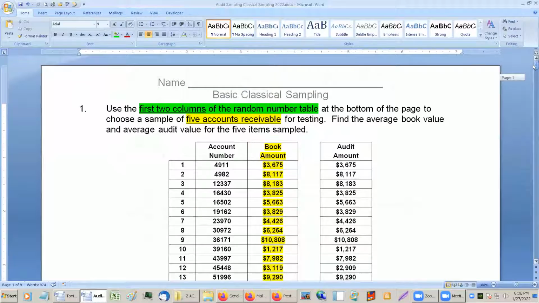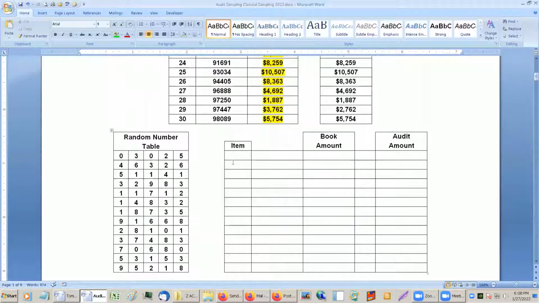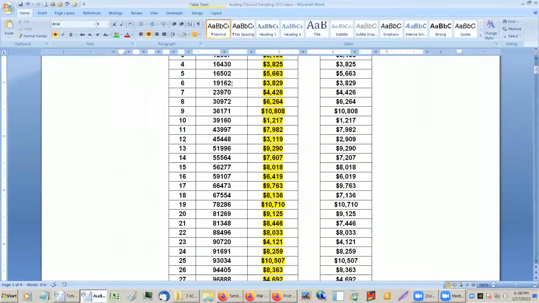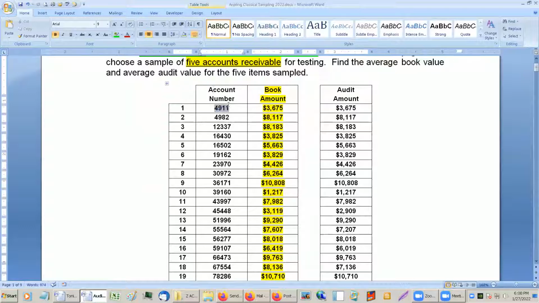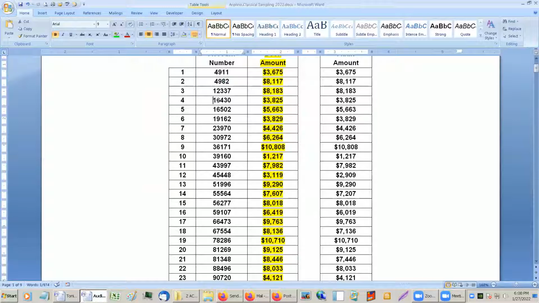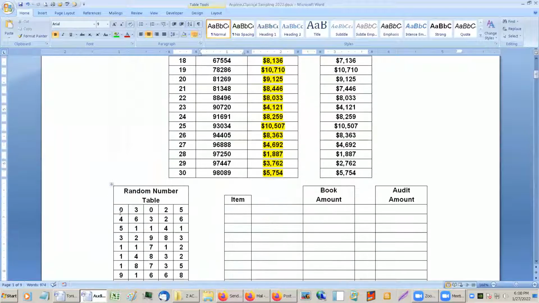It says that we're going to use the first 2 columns of the random number table to pick a sample. Okay, so the first 2 columns. Well, first of all, let's look at the random number table. Notice that if we were trying to match this up with the account numbers, it would be impossible. If you were trying to use a random number table to figure out which one of these to pick, it would be impossible to find this exact match in a random number table, or for any of them for that matter.